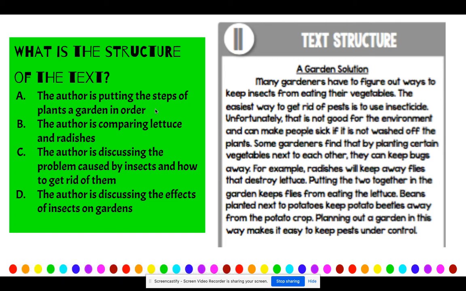A, the author is putting the steps of planting a garden in order. No. Did the author ever tell me, first you do this, then you'll need to scoop the soil, then you'll need to give the seed? No. So the author's not putting anything in order here, so this is not the best choice.